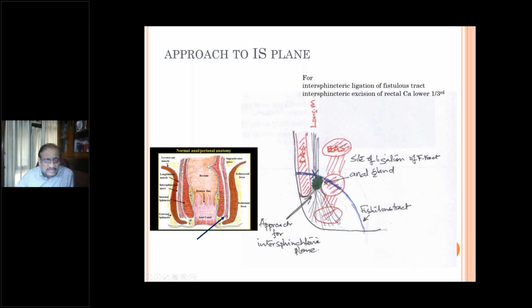What am I excising? See, I'm excising this. What am I leaving behind? The whole of the external sphincter. What am I leaving behind? The sling. So would this patient be continent? Yes, he'll be continent. So at least I am saving him the colostomy. So that is the new approach to lower third rectal carcinoma, which until lately was subjected to the final treatment of APR. Is that clear? So this is the applied importance of the intersphincteric plane.